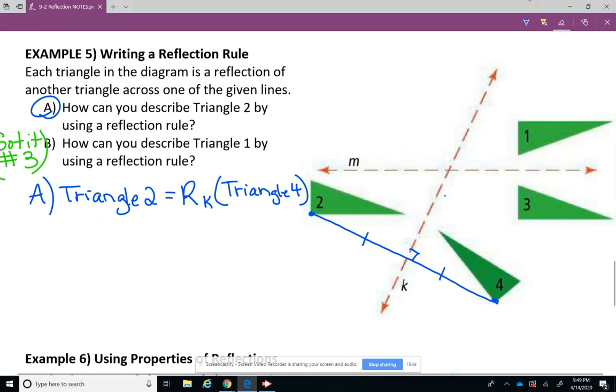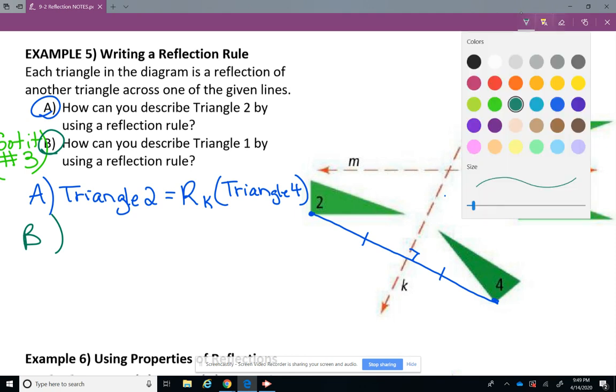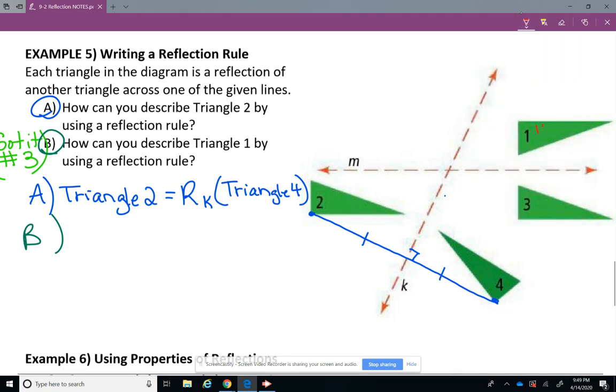All right, now let's look at the next problem. This is your next got it problem. I'll do this in green. So B is your got it problem from the book. It's got it problem number 3. All right, it says, how can you describe triangle 1 by using a reflection rule? All right, I'm going to use red. Put a little smiley face here. That's what I'm looking at. So you're like, well, I can already tell. Look, it's this one. That's the same distance.